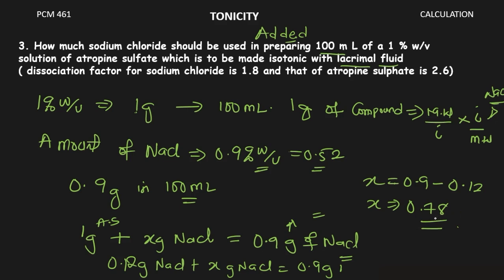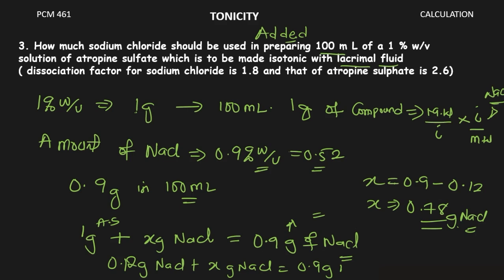So it means you need to add 0.78 gram of sodium chloride to 100 milliliter of 1% atropine sulfate in order to make an isotonic solution. Do you get the idea now?